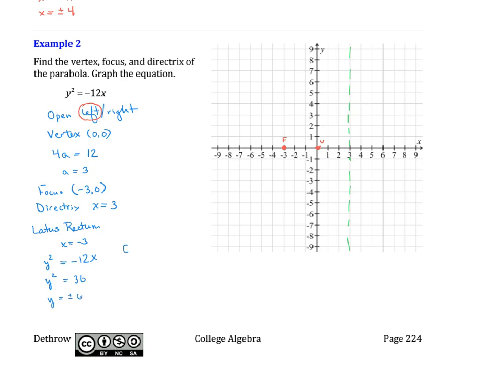This means that the endpoints are going to be -3, -6, and -3, 6. Now we can graph our parabola.